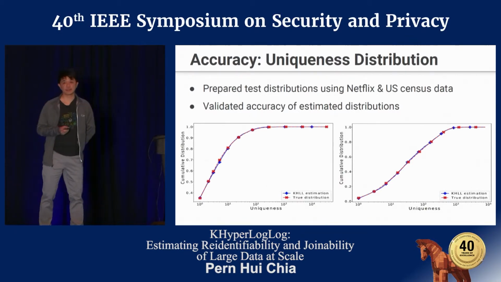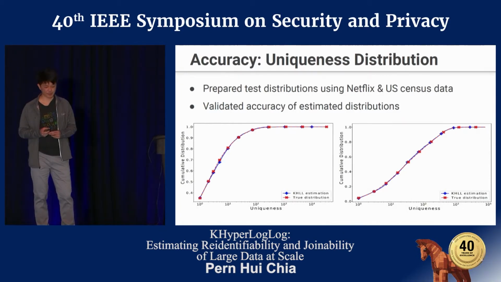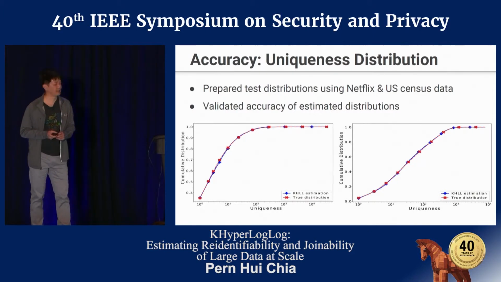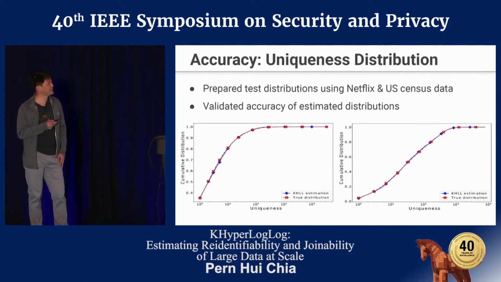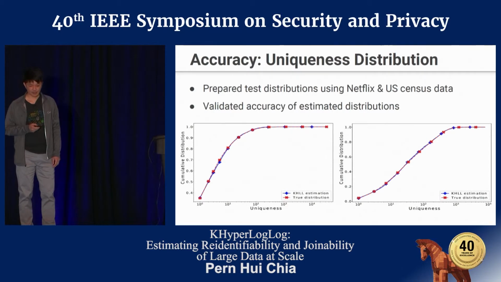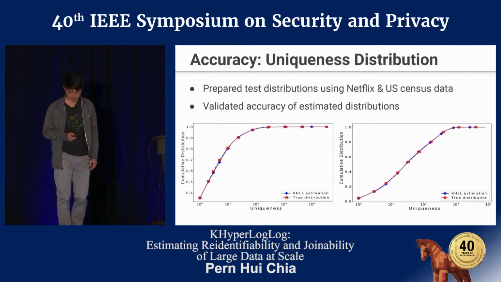Specifically, we prepared several test distributions using publicly available data sets, including one from Netflix and the US Census data. As you can see on the charts here, we have two different distribution profiles. On the left, we have a data set that is more identifying than the one on the right. The uniqueness distribution estimated by KHyperLogLog is colored in blue, and the true distribution is colored in red. We find that the accuracy is pretty good.